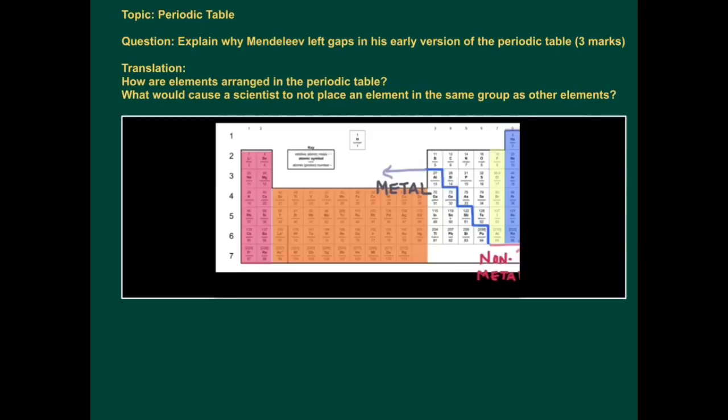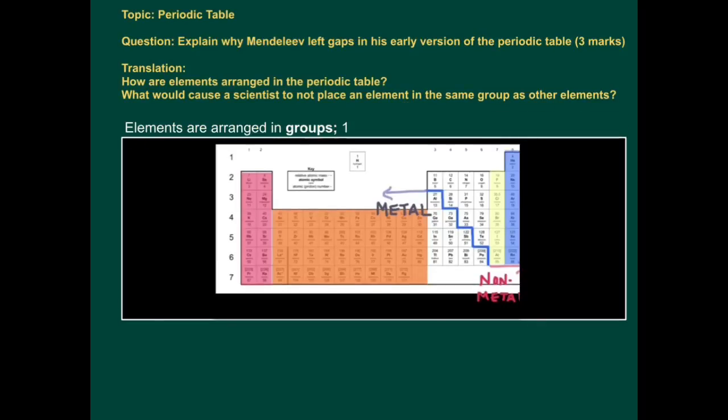In this exam application tutorial, we're looking at the periodic table. The question for 3 marks: explain why Mendeleev left gaps in his early version of the periodic table. So, how are elements arranged in the periodic table, and what would cause a scientist not to place an element in the same group as other elements?